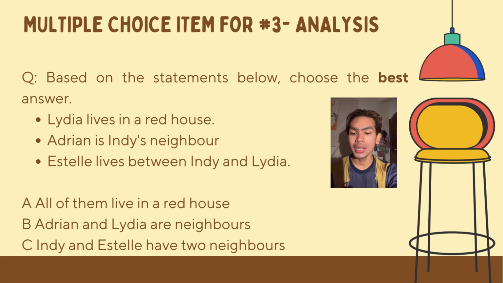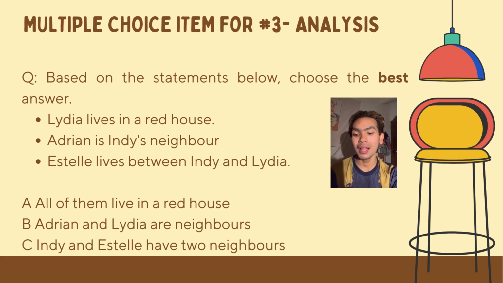B, Adrian and Lydia are neighbors. There is no point saying that Adrian and Lydia are neighbors in the question. Instead, Adrian is Indy's neighbor and Lydia is Estelle's neighbor. So B is not valid.